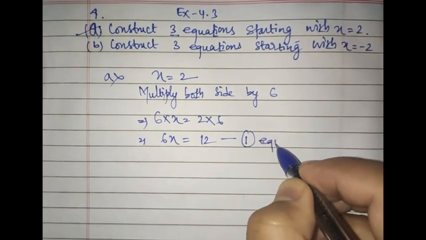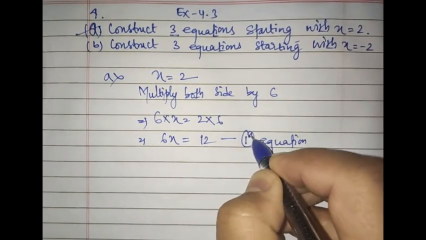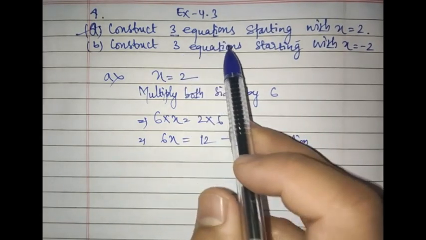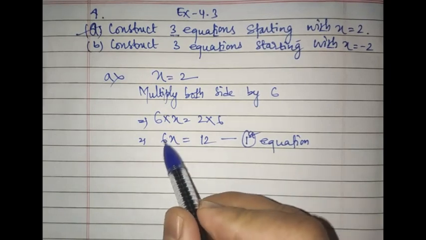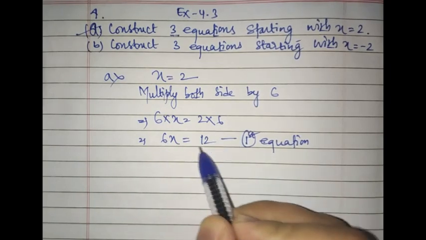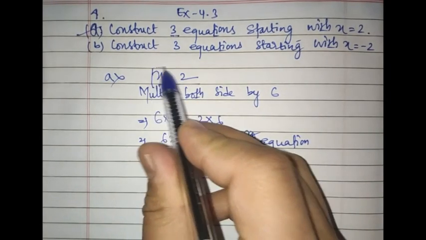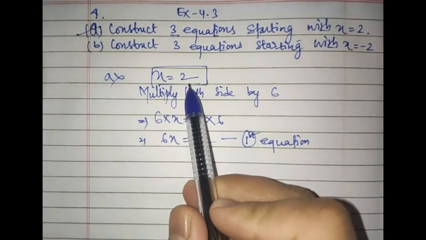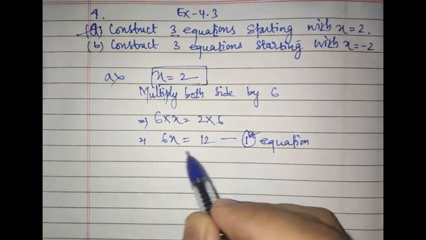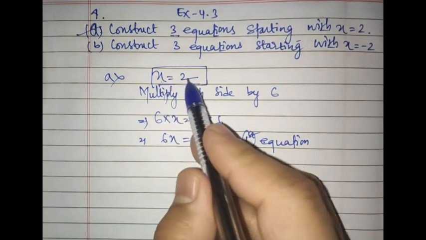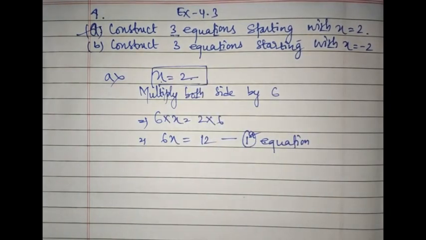So you can say this is your first equation. Among our 3 equations, our first equation is formed, which is 6x is equal to 12. When you cancel this, 6 1s are 6, 6 2s are 12. This will be x is equal to 2. This value won't be changed. You should not change the value, that is x is equal to 2. You can only form the equation, but your x value will remain 2 even after changing the equation, after making the equation also.